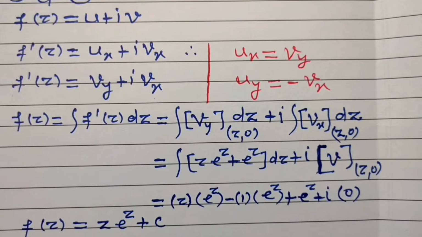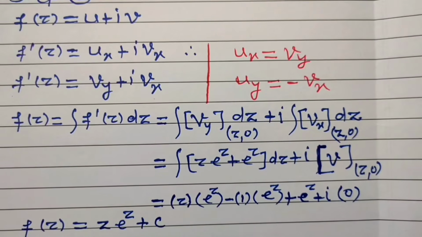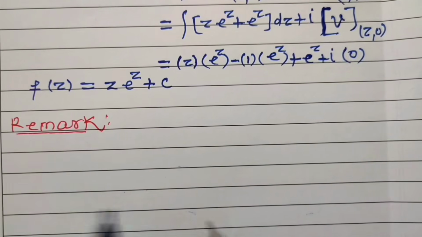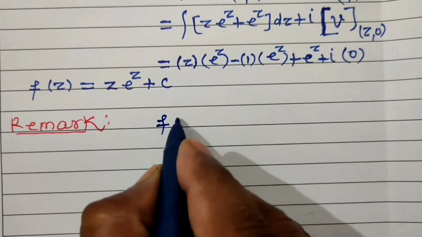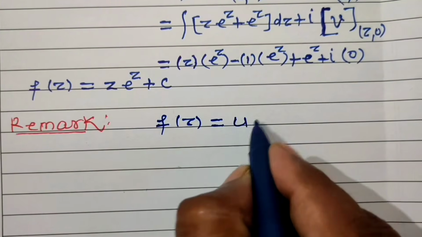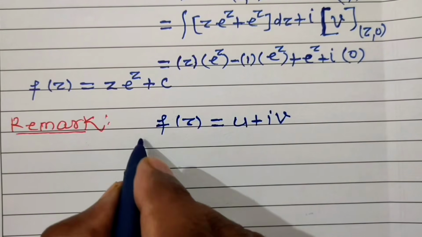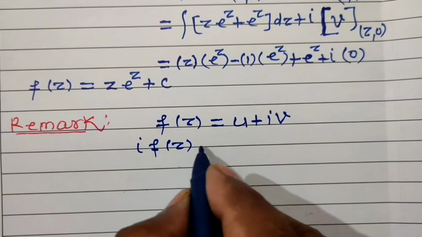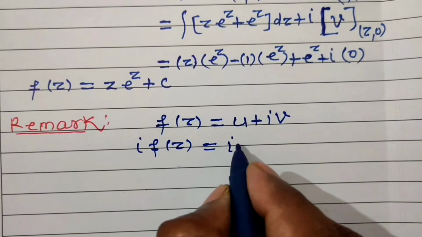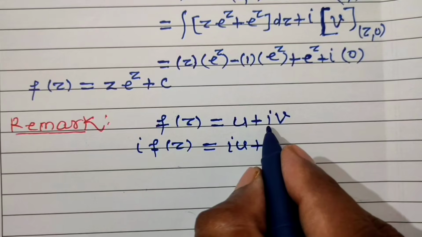f of z is equal to z into e to the power z plus c. Let us solve the next problem on case number 3. Remember this remark, f of z is equal to u plus iv. Then i into f of z is given by i into u plus i into i square.